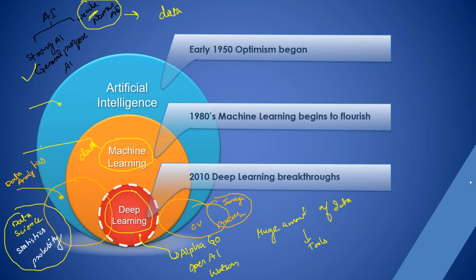So it's all good, but the question is, why do we need that? Why do we need to implement machine learning? Let me give you a couple of examples.